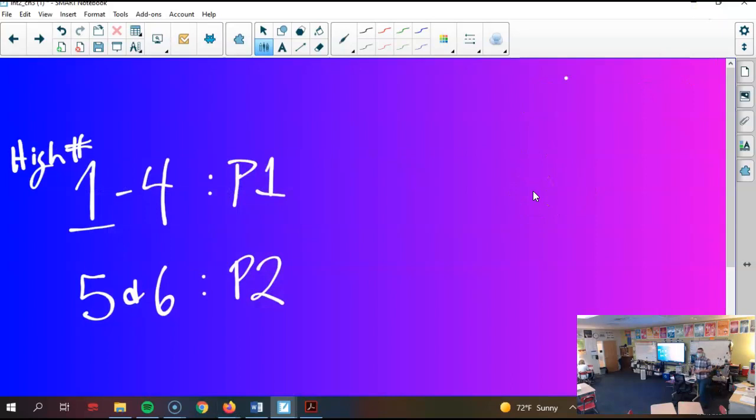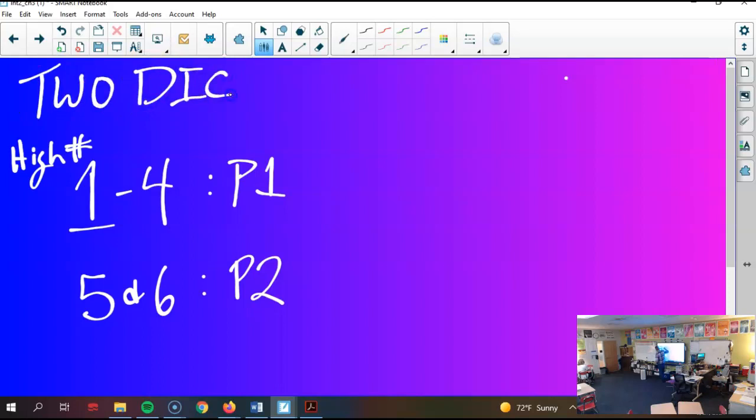I don't know. Definitely changes the probability. Why would that change the probability? Because for player 1, all of them have to be 4 or under for them to win. So it's dependent on the other ones. It's dependent probability. Whereas for 5 and 6, if any of them are 5 or 6, player 2 wins. So it's independent.